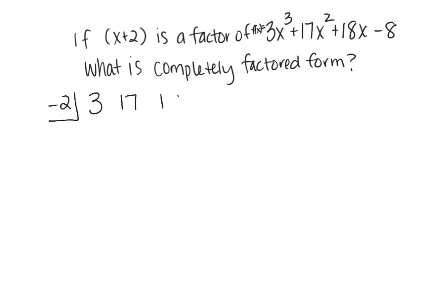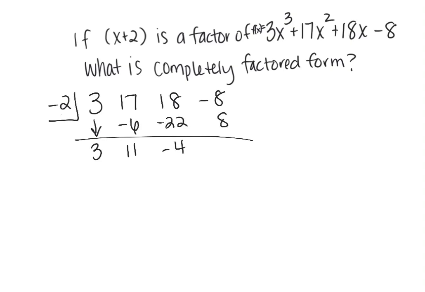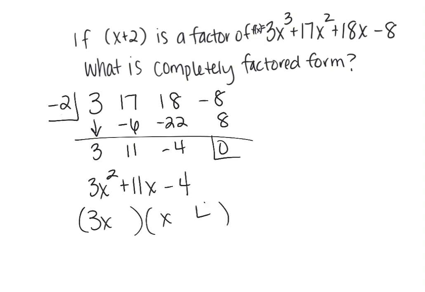So I put my coefficients here and do x plus 2, which means I need negative 2 on the outside. So I have 3, then add down, multiply, add down. All right, and I got 0 like I should have. I don't know any other factors, but when I did this division, I got 3x squared plus 11x minus 4, which is quadratic. I can factor that. It might take a second because there is a leading coefficient, but if we do 3x minus 1 and x plus 4, that is going to work.